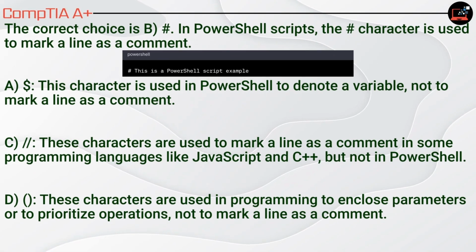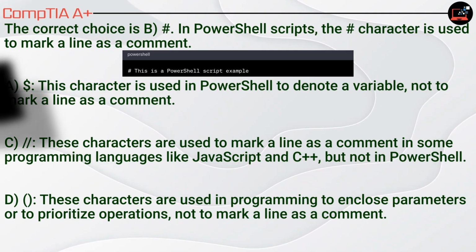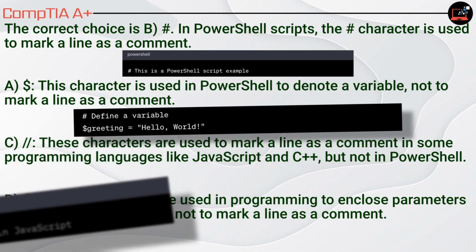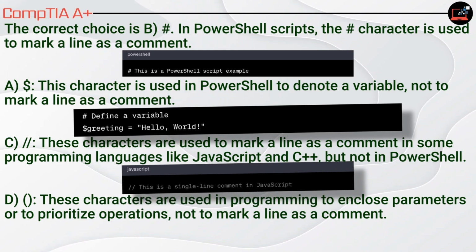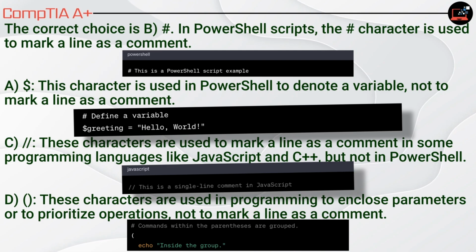The correct choice is B. hash. In PowerShell scripts, the hash character is used to mark a line as a comment. A. $. This character is used in PowerShell to denote a variable, not to mark a line as a comment. C. // These characters are used to mark a line as a comment in some programming languages like JavaScript and C++, but not in PowerShell. D. parentheses. These characters are used in programming to enclose parameters or to prioritize operations, not to mark a line as a comment.